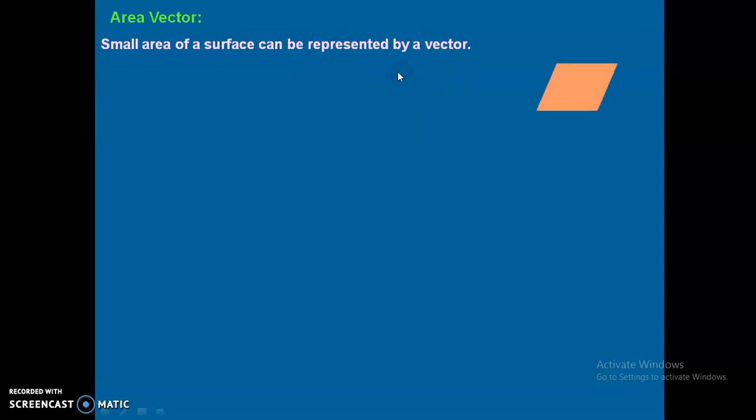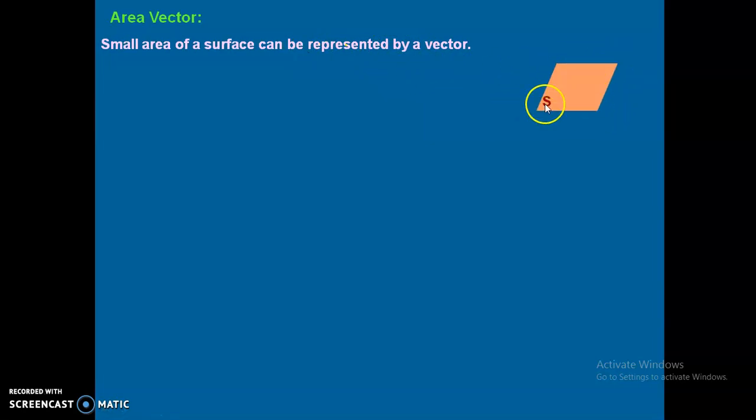In this lecture we will go through the area vector. First of all, what is an area vector? A small area of a surface can be represented by a vector. Area is a vector quantity. We have already studied this in vector analysis in class 11th.